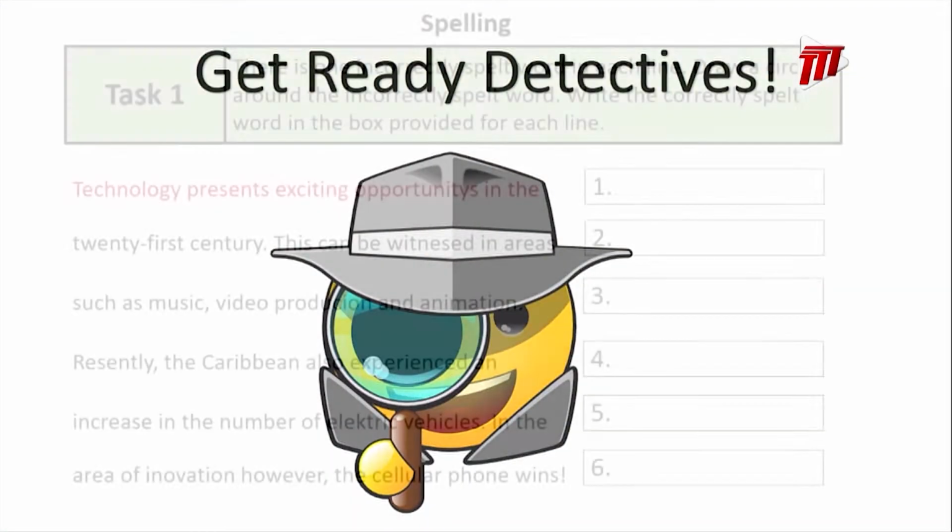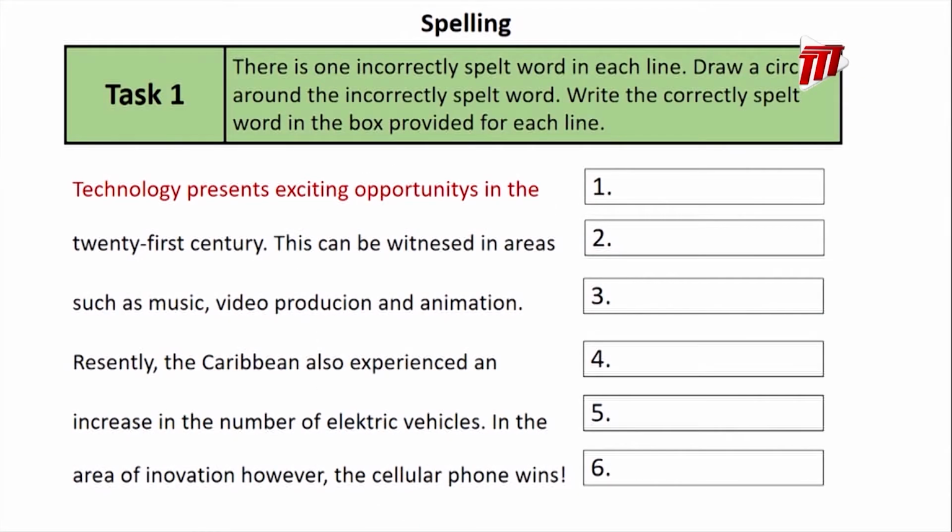How are our spelling bees out there? Some of you like spelling, some of you don't, but we have to do it right. Let's get ready with our task. Remember, when you are answering questions, one of the first things you have to do with your paper is read your instructions carefully. Your instructions tell you what you have to do, how you have to do it, what you have to write, and how you have to write it.